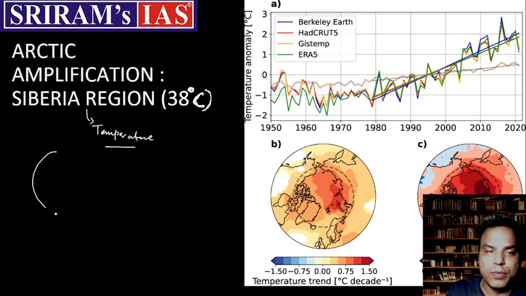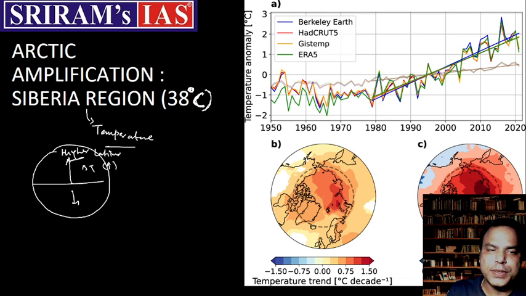As we move from the equator to the pole, the temperature difference is increasing. So the temperature difference is more in which areas? Higher latitude. The reason is called Arctic amplification or polar amplification. Summer is becoming more and more hot as you go to higher and higher latitudes. Now, for Arctic amplification, there are other reasons also, because of albedo factors. The positive albedo feedback is operating.